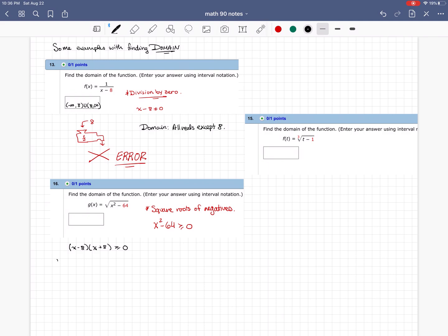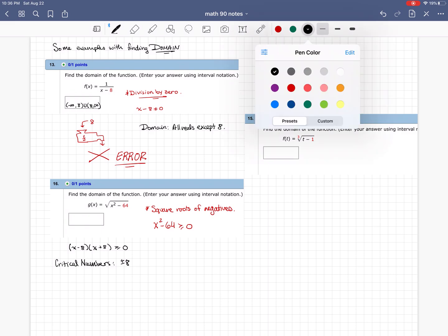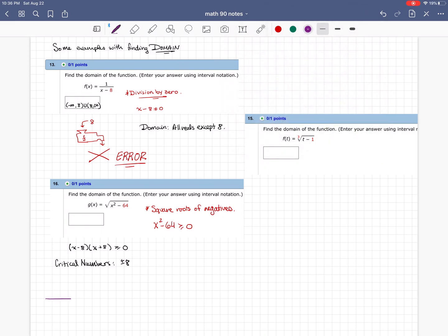So the critical numbers are 8 and negative 8. I'll just write plus or minus 8. And then when we go to build a sign chart, I will notice here that I don't have any non-negative factors, which means that as soon as I figure out the sign in one of the regions, it'll just flip-flop from there. So let's test 0. 0 is a favorite of ours to test when it's not a critical number.